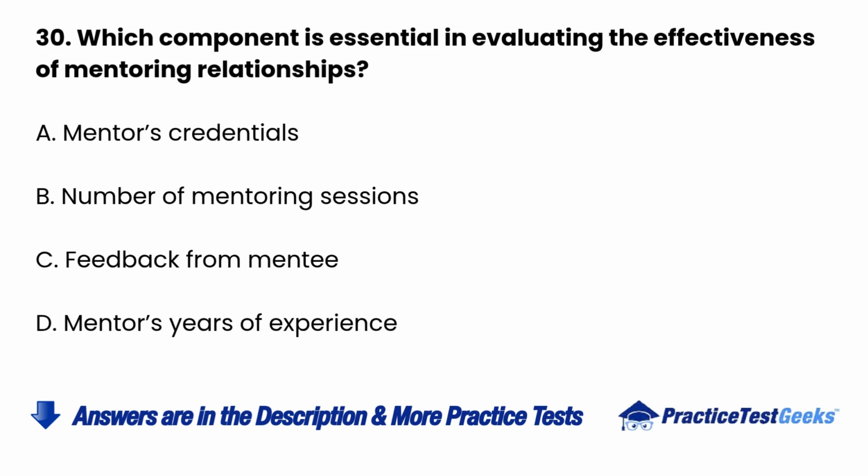30. Which component is essential in evaluating the effectiveness of mentoring relationships? A. Mentor's credentials. B. Number of mentoring sessions. C. Feedback from mentee. D. Mentor's years of experience.